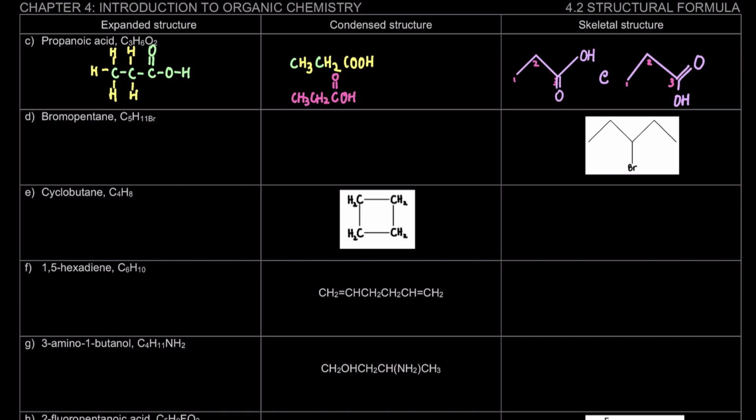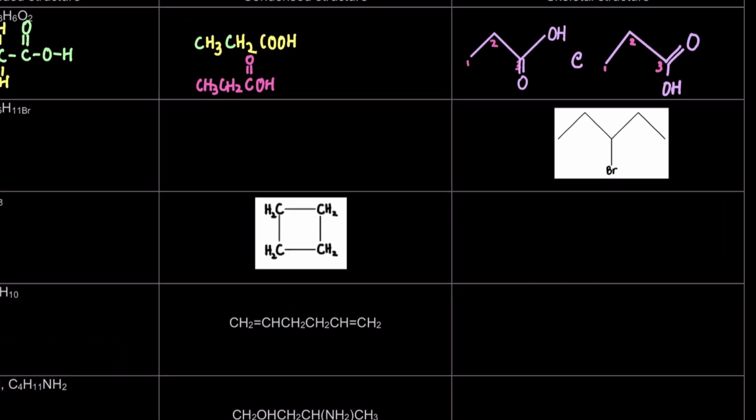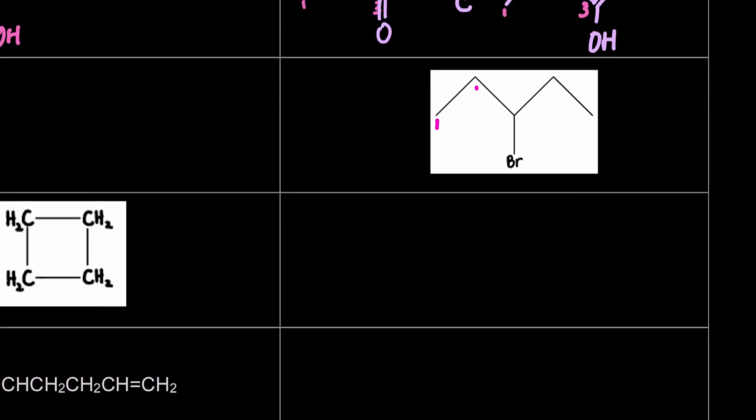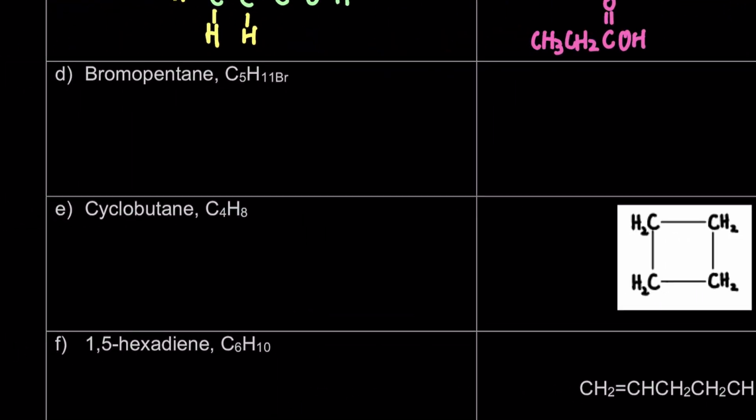For the case of bromopentane here, we have the structure C5H11Br. Okay, but then again, the skeletal has been given to us, so we're going to follow it based on here. When you label it, for the C5H11Br we have 1, 2, 3, 4, 5 carbons, and the bromine is located on the 3rd carbon. So when I draw the expanded structure first, 1, 2, 3, 4, 5. Make sure that each of the carbons has 4 bonds. On carbon number 3, we have bromine.